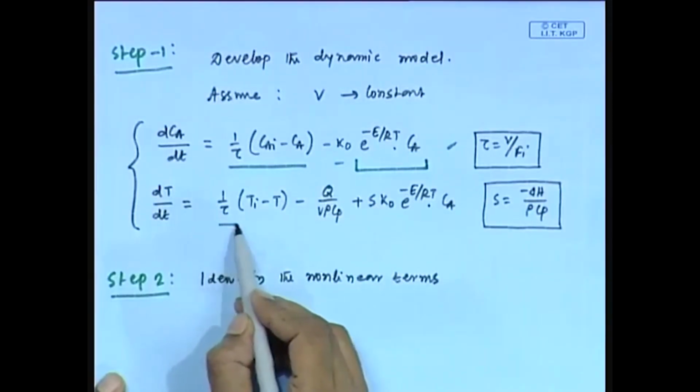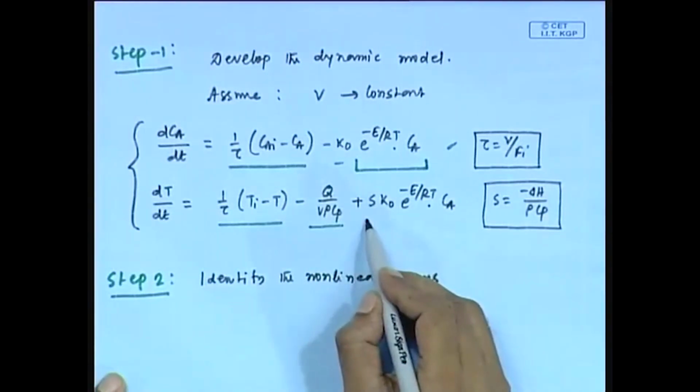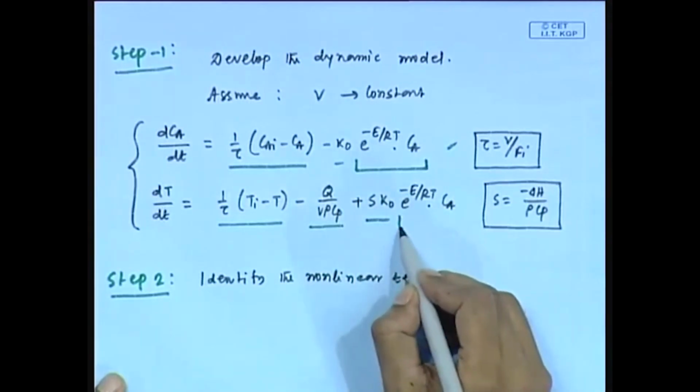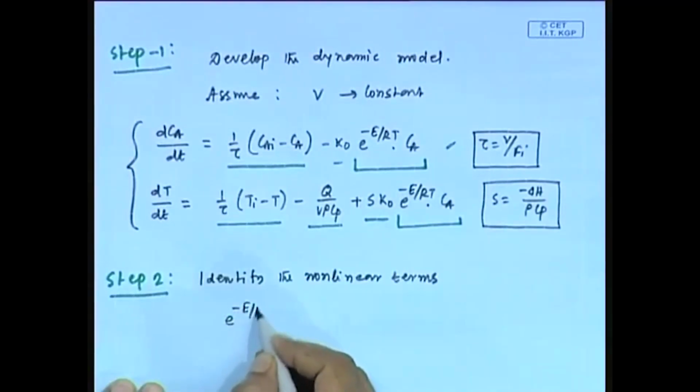Similarly, in the second equation, the first right hand term is a linear term. In the second right hand term, V, rho, Cp are all constant, and the only variable is Q. Fine. So, this is also a linear term. In the third right hand term, S is constant, k0 is constant. So, here also the nonlinear term is exponential of minus E divided by RT multiplied by CA. So, in this model structure, there is only a single nonlinear term. We will linearize this term using the Taylor series expansion. So, that is the third step.